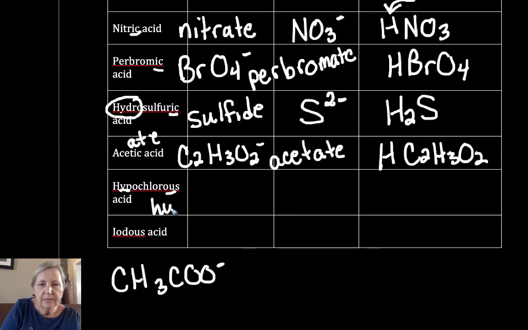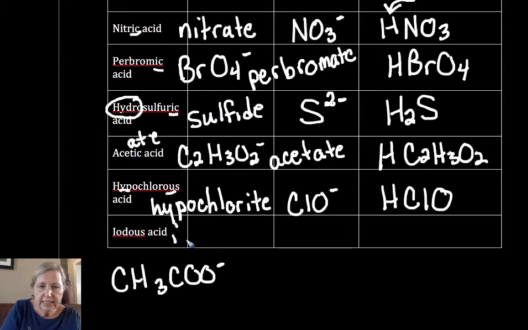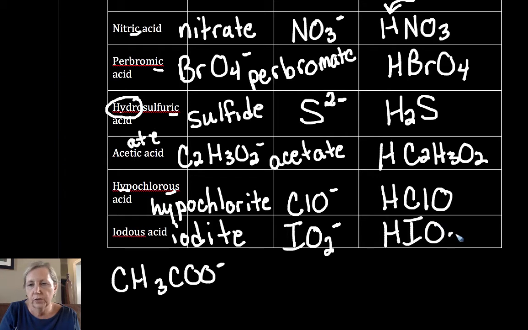Okay. So hypo, not hydro, hypochlorous comes from hypochlorite, which is ClO minus. HClO. And then iodous, ous came from ite. All night I was nauseous. So that's iodite, which is IO2 minus. HIO2.